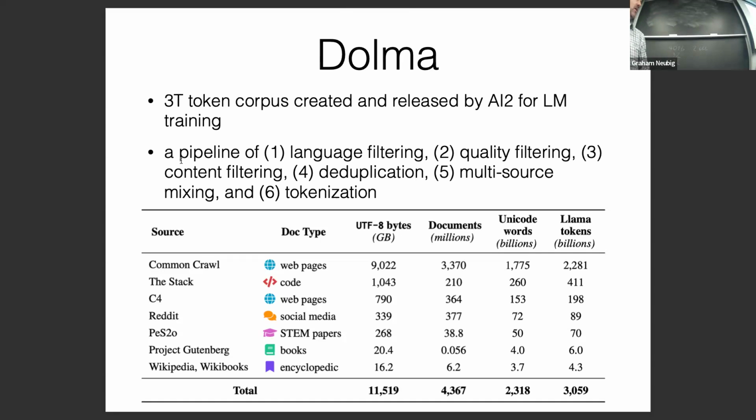The document types that are included are the Common Crawl. And so the Common Crawl is just data crawled from the internet. It's about 2.2 trillion tokens. They also have The Stack, which is lots of code, about 400 billion tokens of code. C4, which is also web data, Reddit, STEM papers, books, and Wikipedia encyclopedia text. So you can see that it has a fairly large amount of coverage, although mostly in English.